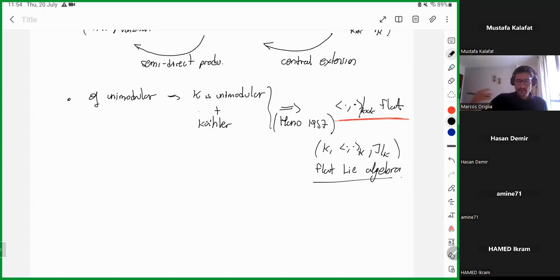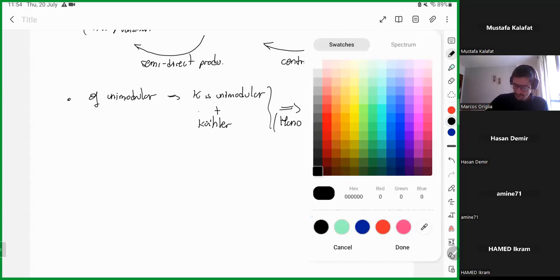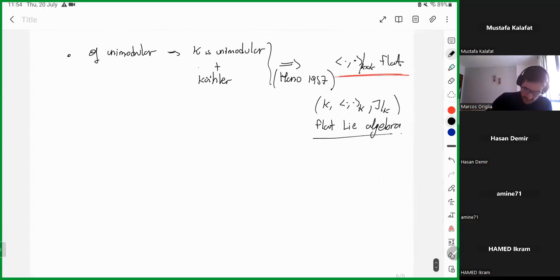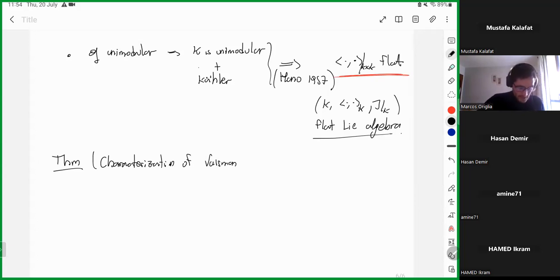Just to emphasize, we also have a complex structure involved there. So with this in mind, we can summarize everything in the next result, which is a characterization of Weismann, the algebra's unimodular.